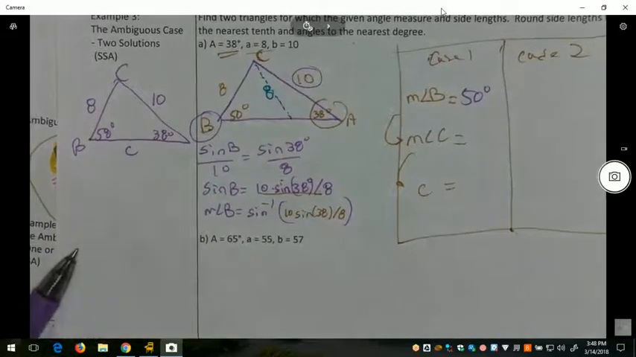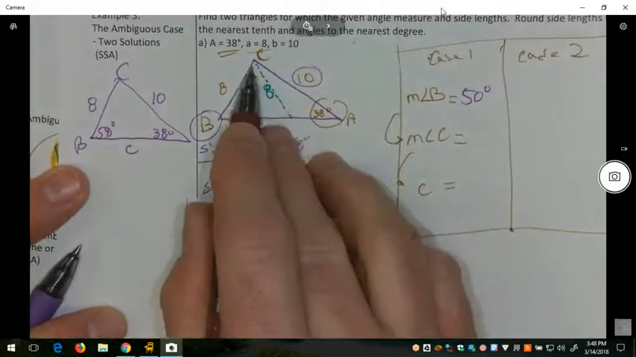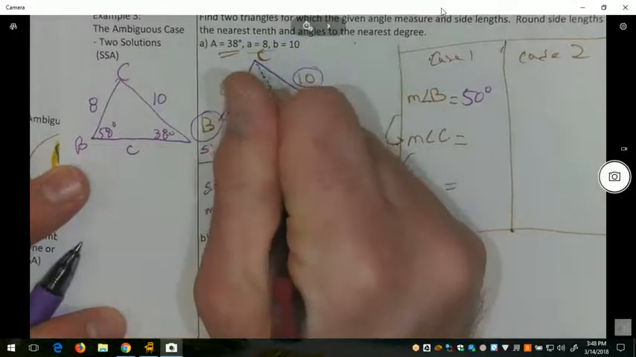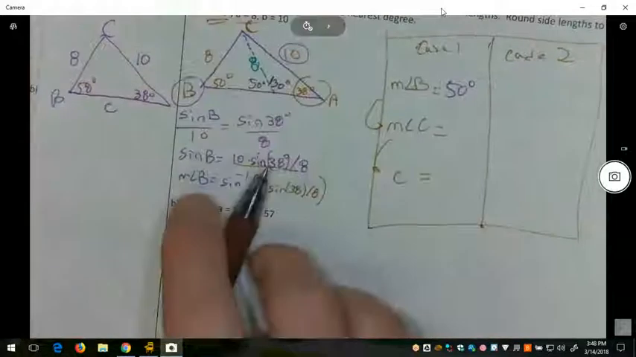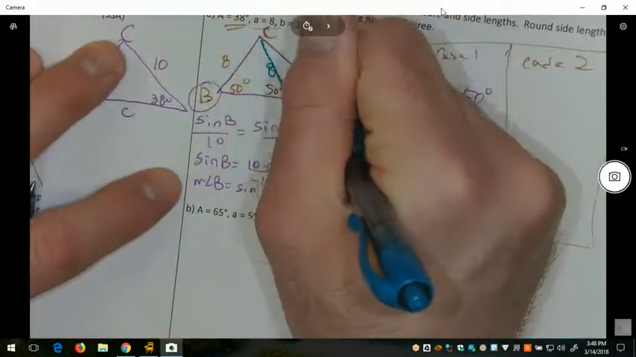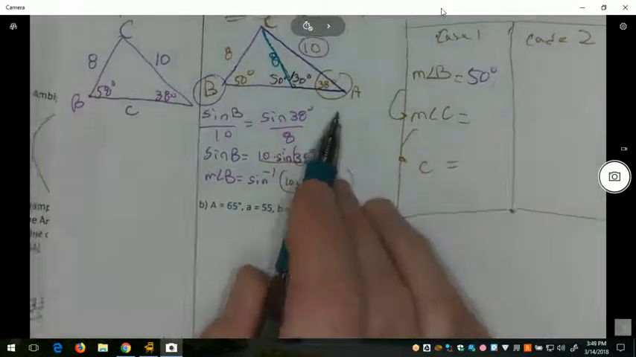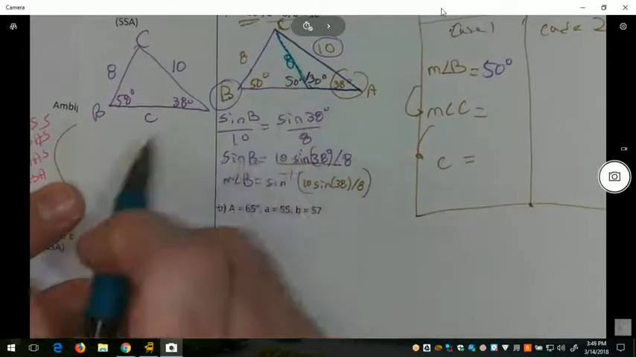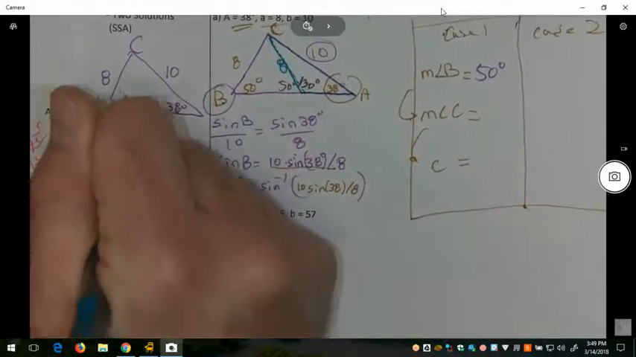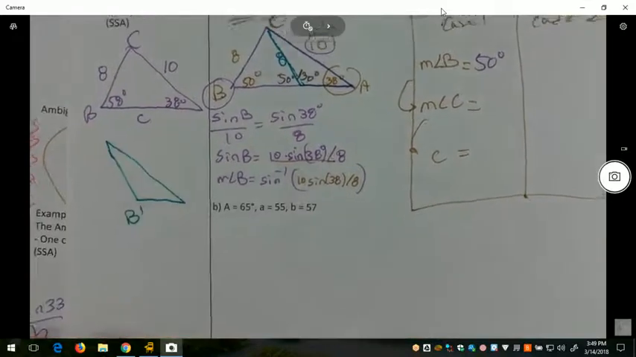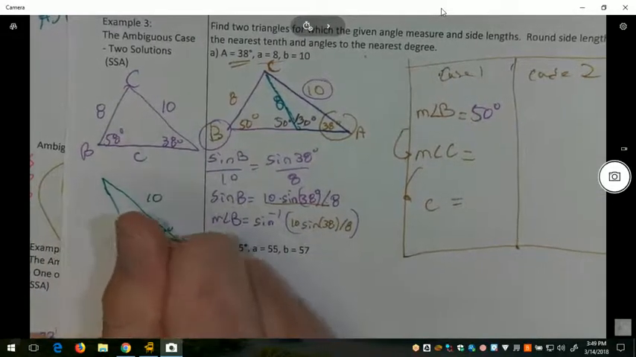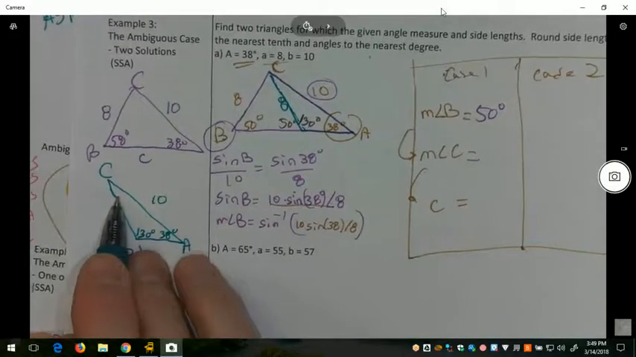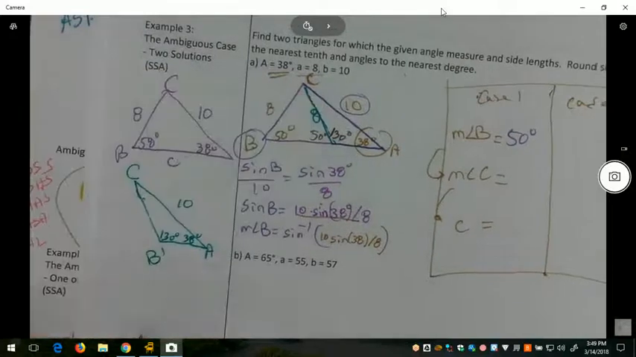However, here's the problem. If this is 50 and I had pivoted this side 8 over here, this would also be 50, which would make this a linear pair, which has 180, so this angle here has to be 130 degrees. So now I have this blue triangle as a possibility that maybe instead of it being a 50 degree angle B, we'll call it B prime because it's a different case, could actually be 130 degrees. Angle A would be the 38 degrees. Angle C would be something smaller than this angle C because you can see it's a portion of it.